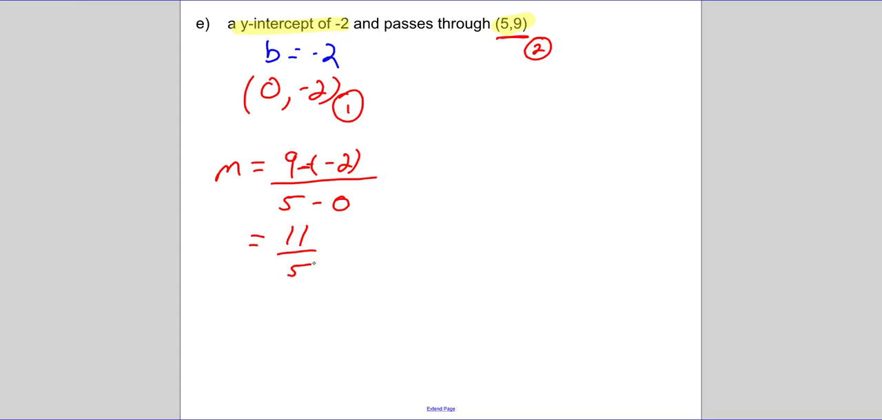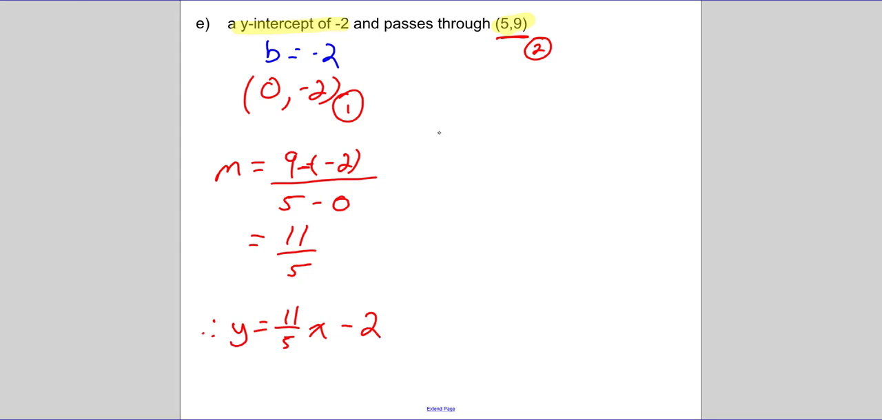Now 11 over 5 is not a very clean number. I'm not even going to bother punching that into a decimal. I'm just going to leave it like that, 11 over 5. Like I've talked about in class, it's always much cleaner to leave your answers as a fraction. So therefore, I know y equals 11/5 x plus b, which they gave us above, minus 2.